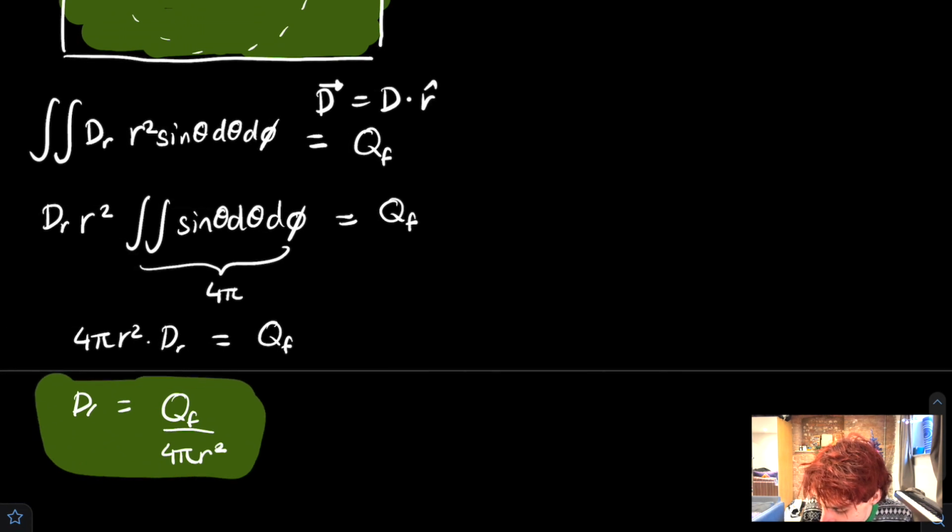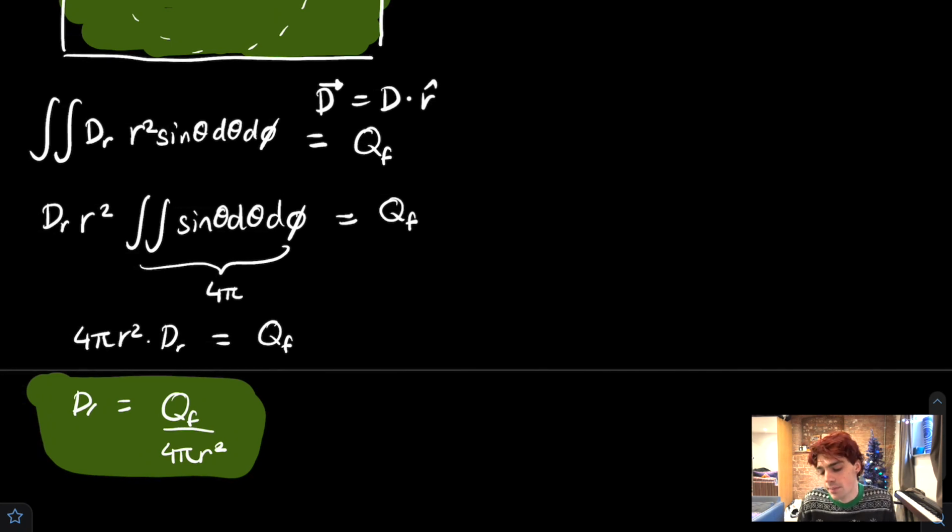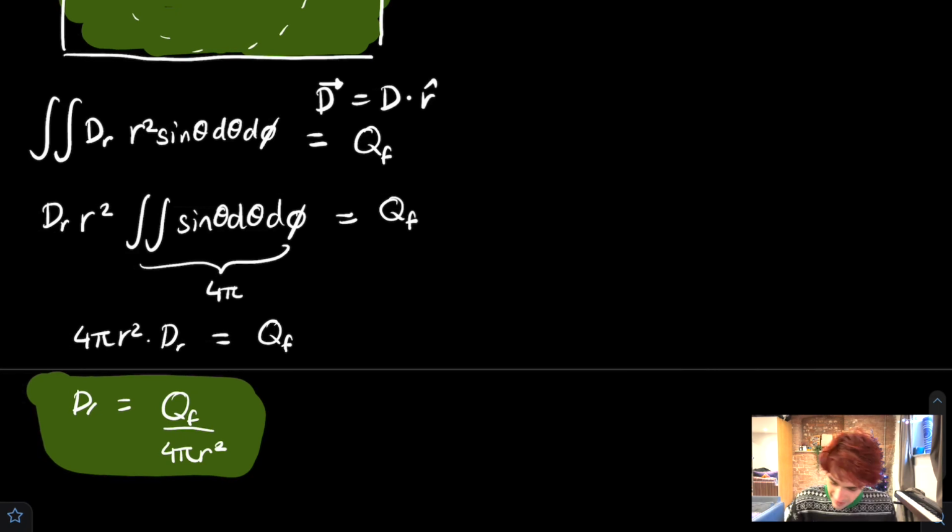And you can see that electric displacement actually has the same units as surface charge density, because this term in the denominator is just an area. This is in fact the area of the sphere that we chose to do our integration over. And so if you divide charge by area, you're going to get surface charge density. So dr is in fact a measure of the surface charge density. And as you can see, there is no epsilon within this equation right here. So the d is completely independent of the material.